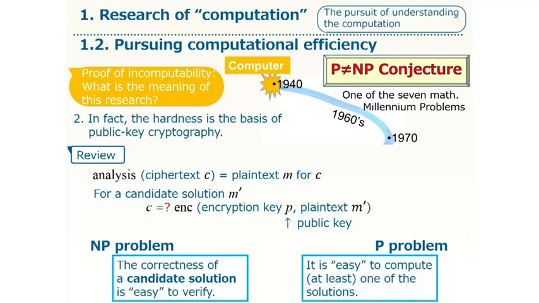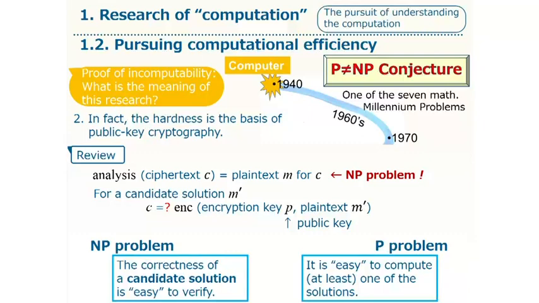You can check its correctness by applying encryption to this M prime with the encryption key P, checking that it produces the ciphertext that you want to decrypt. Recall that this key P is a public key that is known by everyone. So everyone can check whether M prime is correct or not easily. So this is the property of NP problems. Thus, the computational task of cryptanalysis is indeed an NP problem.